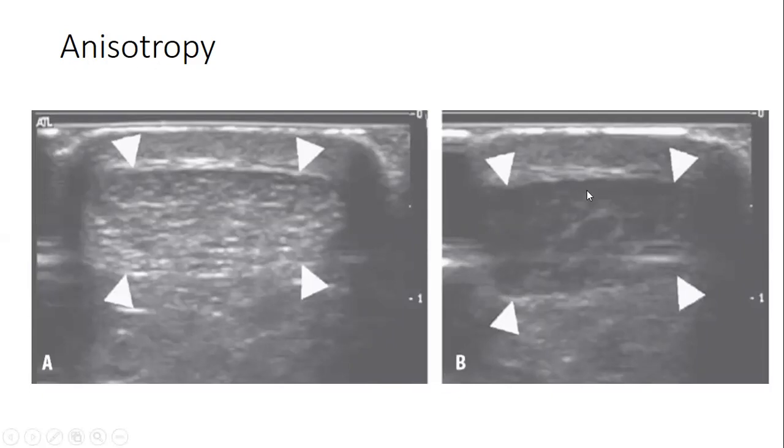you will discover that this is the same patient scanned at the same time, but just by changing the angle of the probe. Now, when you change the angle of the probe, the image changes. It becomes hypoechoic and almost heterogeneous. So if you were to rely on image B, you would say there's pathology on this tendon. But if you place your probe properly and avoid the anisotropy artifact, you will get a homogeneous, nice image, which will show you that there's no pathology with this tendon.